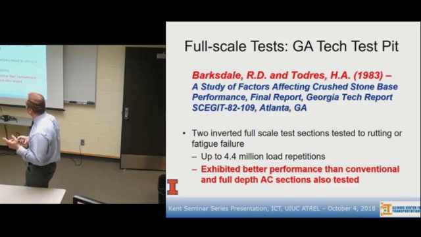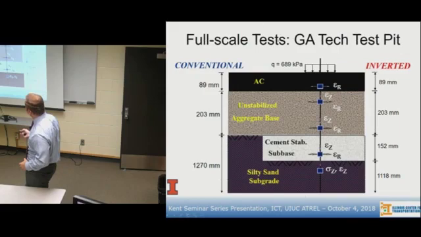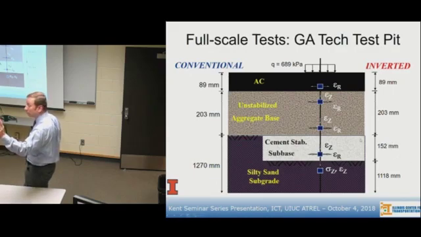What I will quickly show you goes back to 1983, what Dick Barksdale at Georgia Tech had found as early as the early 80s. The 2 inverted pavement sections went all the way up to 4.4 million load repetitions and exhibited better performance than the conventional and full depth sections, when they were built in a test pit at Georgia Tech. I ended up with the modeling of these test sections, different tests conducted by Dr. Barksdale, which is about 3.5 inches of asphalt, 8 inches of unbound aggregate base, and that's the conventional setup basically, but the cement stabilized subbase was about 6 inches on 2 of those inverted pavements he also tested.